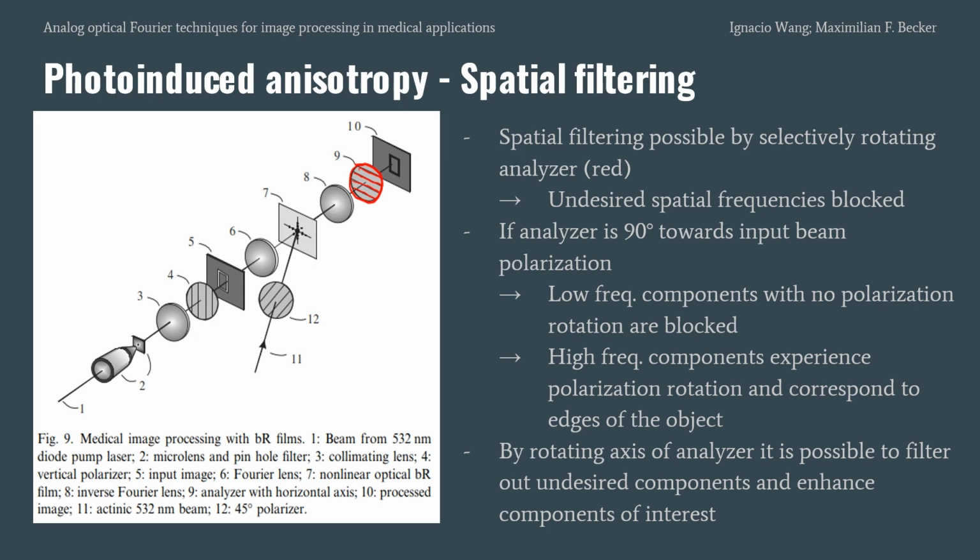We know that if the analyzer is at 90 degrees to the input beam polarization, we only get the high frequency components through, and that correspond in this case to the edges of our object, while low spatial frequencies, so the ones with no polarization, get blocked out. So by rotating the axis of the analyzer, we can filter out the components we don't want and filter for the components of interest.